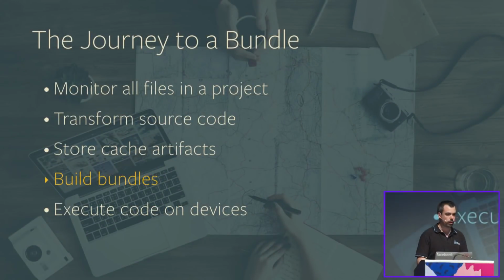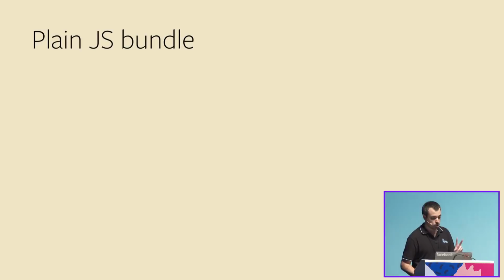Okay, so we've got all the files transpiled, and we're ready to produce a bundle. Metro produces bundles through something that we call serializers, where you receive the graph and you can manipulate it in any way you want. Now, there are two default serializers shipped with Metro. The first one is a plain JavaScript bundle, and this is when you're developing in React Native in open source, it's the one that you're most likely using.